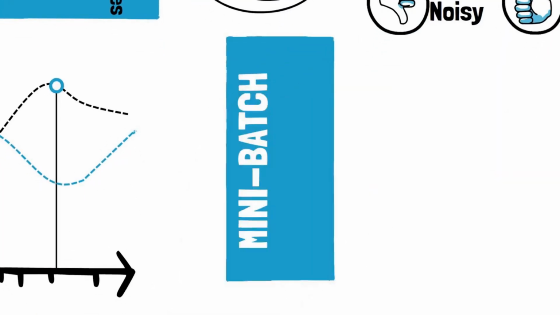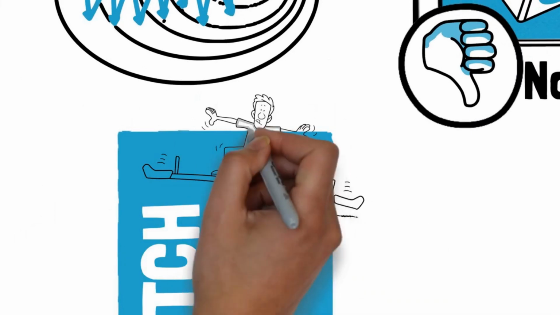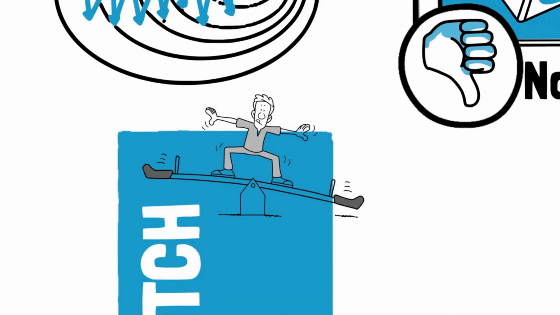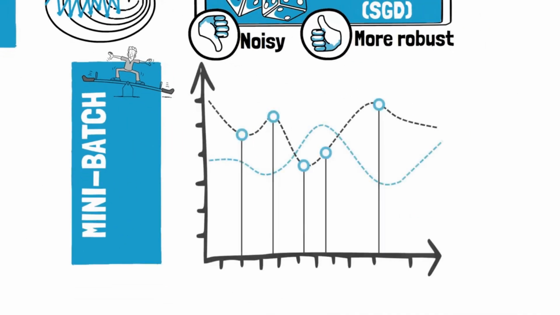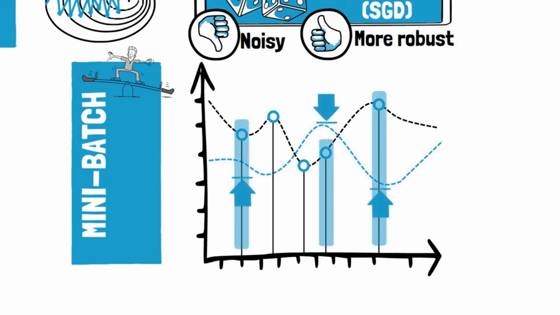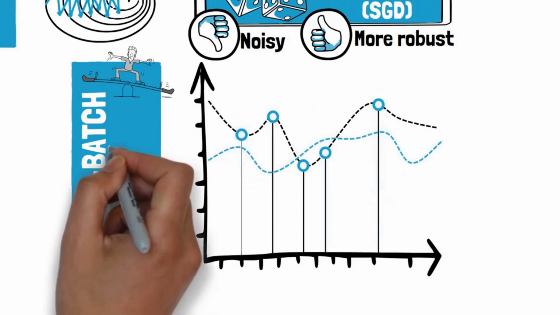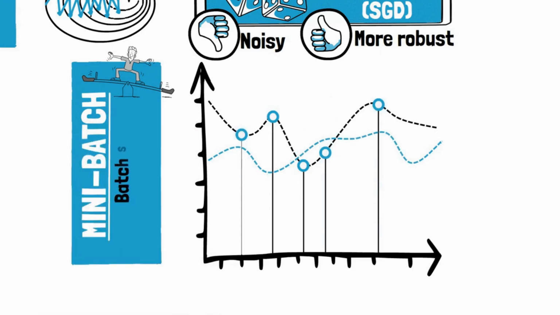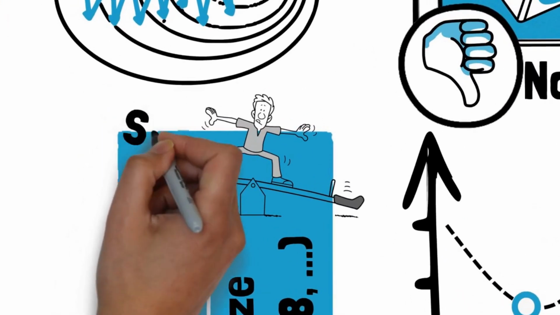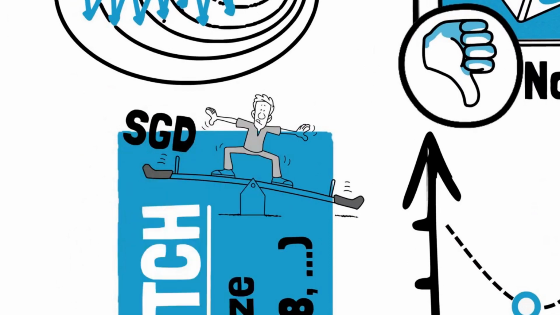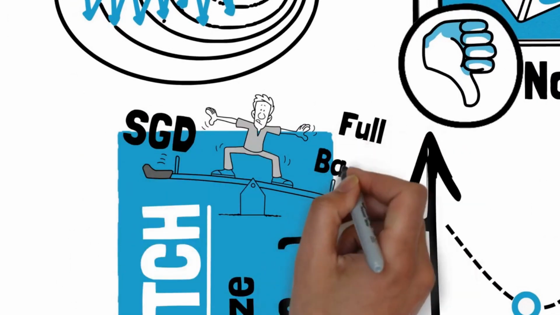Mini-batch gradient descent strikes a balance between full batch and incremental updates. Instead of using the entire dataset or a single instance, mini-batch updates use a subset of training data to compute the gradient and update the weights. The size of this subset, the mini-batch, can vary, but common sizes include 32, 64 or 128 samples. This approach combines the computational efficiency benefits of SGD with the stability of full batch updates.